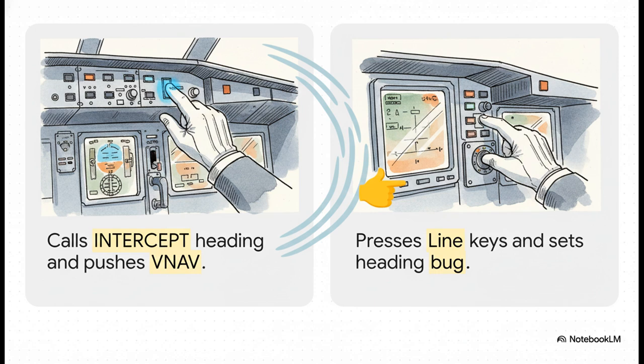Now, if you're crossing the intermediate fix within 90 degrees of the final approach course, it's actually going to activate automatically. The PF checks the MFD, ensures VNAV is available on the PFD, pushes VNAV, and calls "VApproach." It's this highly structured, predictable rhythm that ensures both pilots are completely in sync.